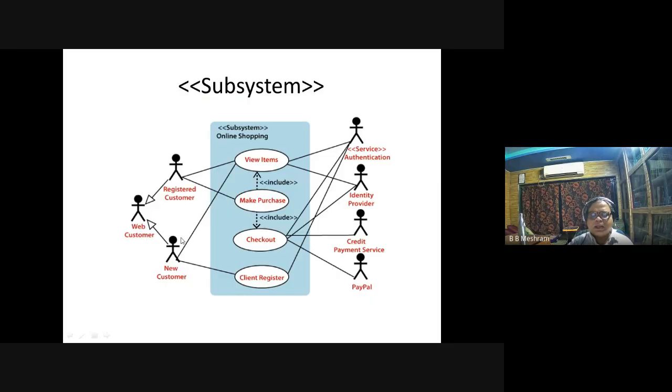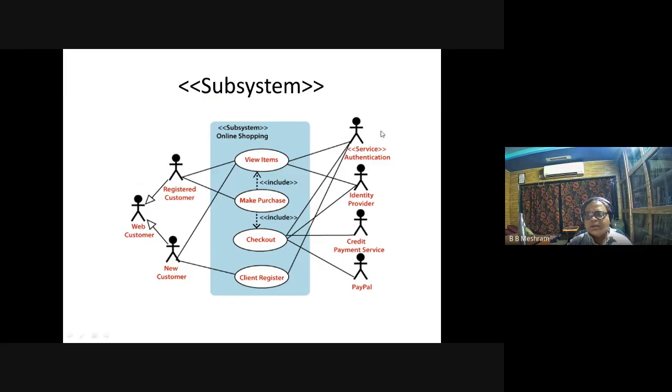Two possibilities are there. So this is known as generalization of the actors. Registered customer can view the items for the online shopping, then he can make the purchase. So here there is an include relationship between make purchase and view items. There is an include relationship between make purchase and checkout.